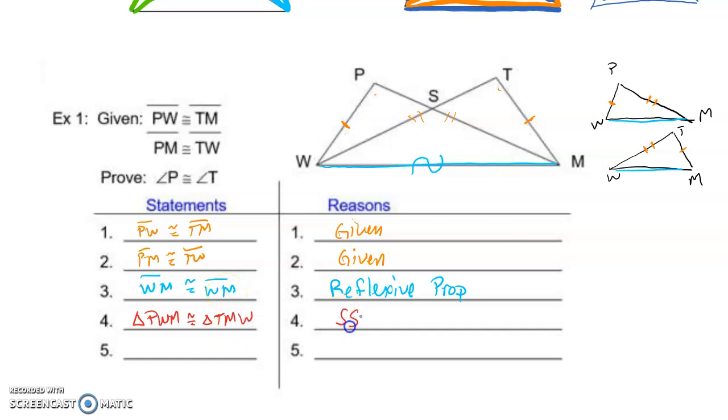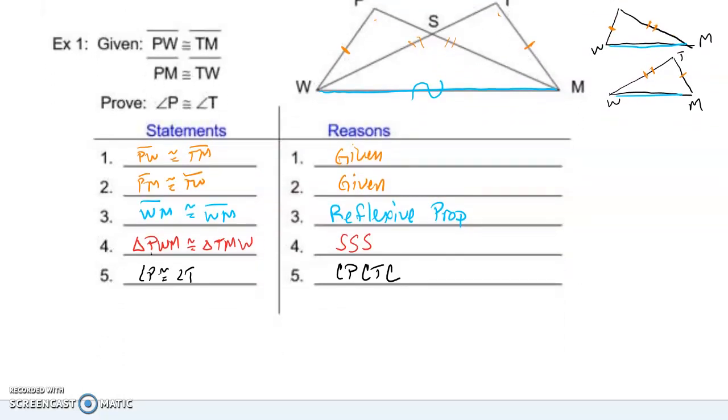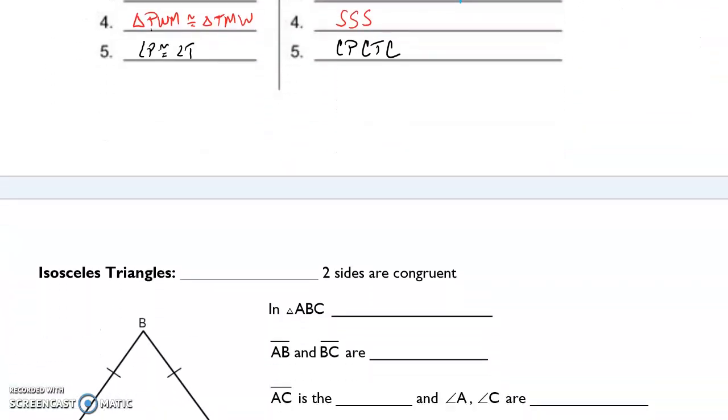Those are three sides. And finally, I have my last statement now that angle P is congruent to angle T. They are in corresponding spots of congruent triangles, so corresponding parts of congruent triangles are congruent. All right, so that's the big ideas for section 3.5, and nothing major new.